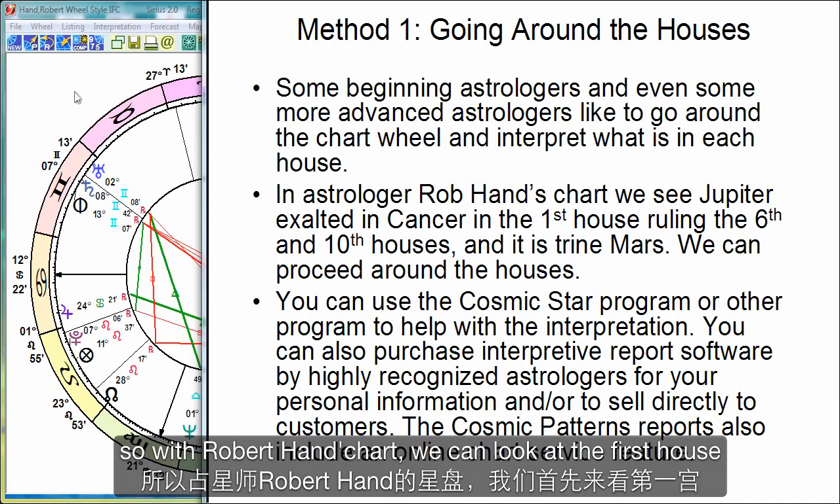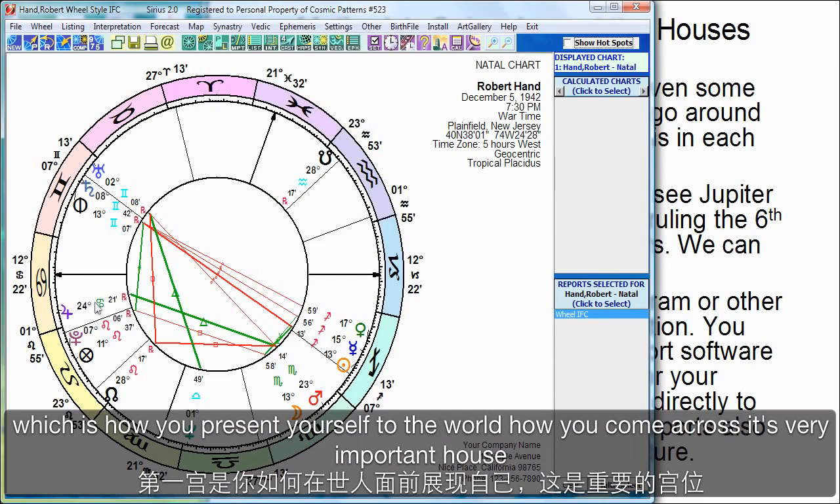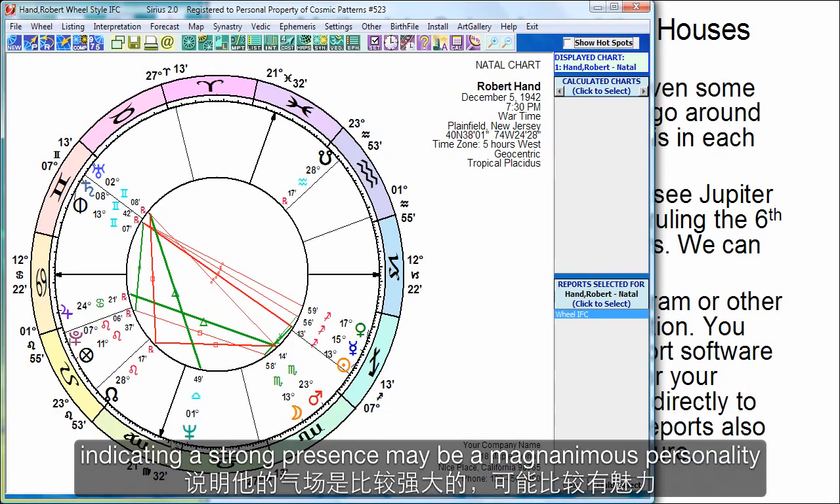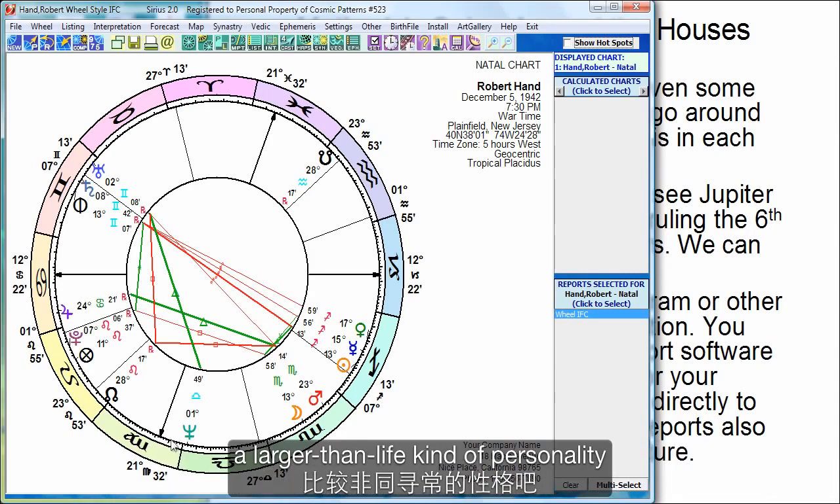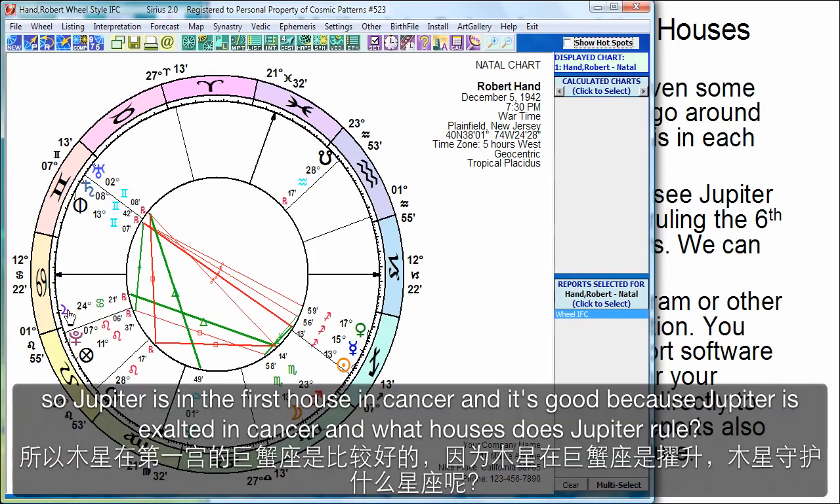With Rob Hand's chart, we can look at the first house, which is how you present yourself to the world, how you come across. It's a very important house. The sign that's rising is very important. And he has Jupiter exalted in the sign of Cancer in the first house, indicating a strong presence, maybe a magnanimous personality, a larger-than-life kind of personality. So Jupiter's in the first house in Cancer, and it's good because Jupiter's exalted in Cancer.